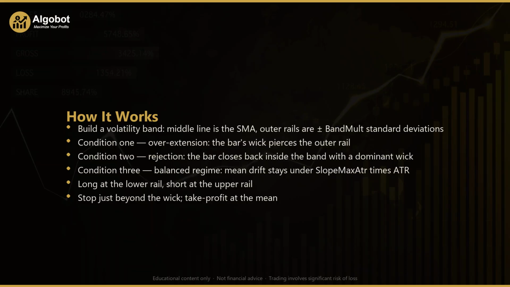Now the three conditions. Condition 1 is overextension. For a long setup, the low of the closed candle must pierce below the lower rail. For a short setup, the high must poke above the upper rail.